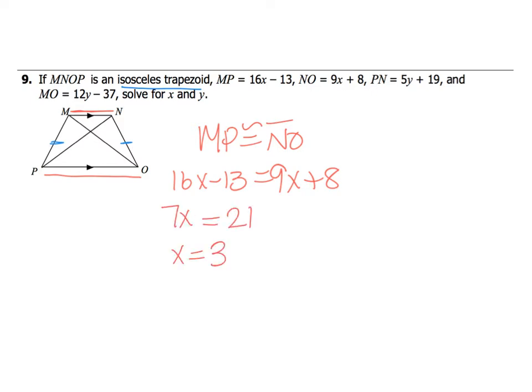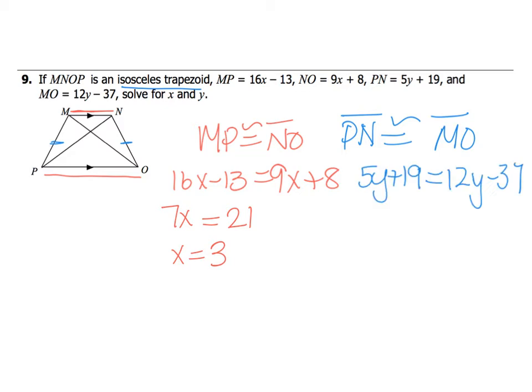We finish the algebra and it says x is equal to 3. However, we cannot move on because it says find x and y. So let's figure out what y is. So y is a part of the diagonal, and because it's isosceles, we know they are congruent. So let's see what we do next. We substitute what PN is equal to and what MO is equal to, and now we do the algebra to figure out what y is. And we find out y is equal to 8.